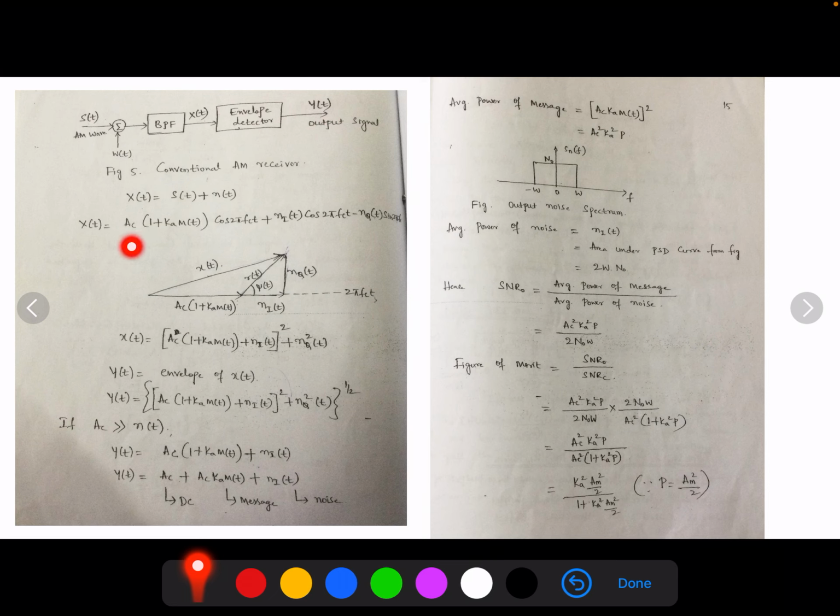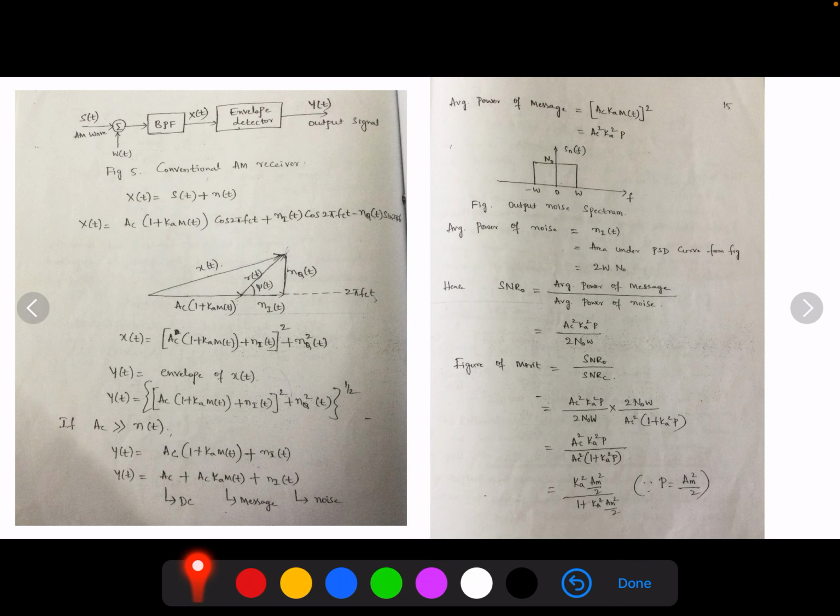So s(t) is as usual Ac into 1 plus Ka m(t) into cos 2 pi fct, and n(t), that is the noise component, we are replacing with the in-phase and quadrature components, that is n_I(t) cos 2 pi fct minus n_Q(t) sin 2 pi fct. So we may therefore define the filtered signal x(t), that is through the band pass filter, which will be applied to the envelope detector in the receiver model. So the final x(t) is this equation.